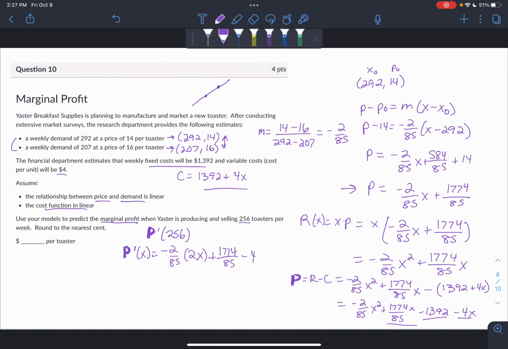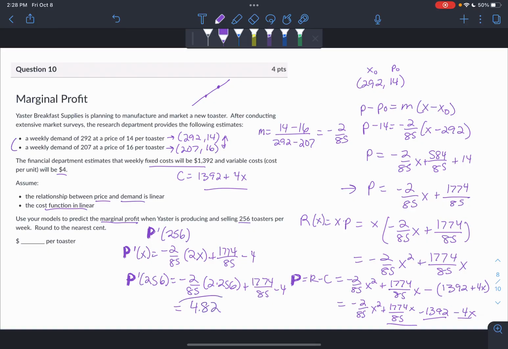And now we want to find the marginal profit when x is 256. So we're just going to plug in 256 wherever I see an x, plus 1774 over 85 minus 4. So putting it into the calculator, I get 4.82 as my answer. Okay.